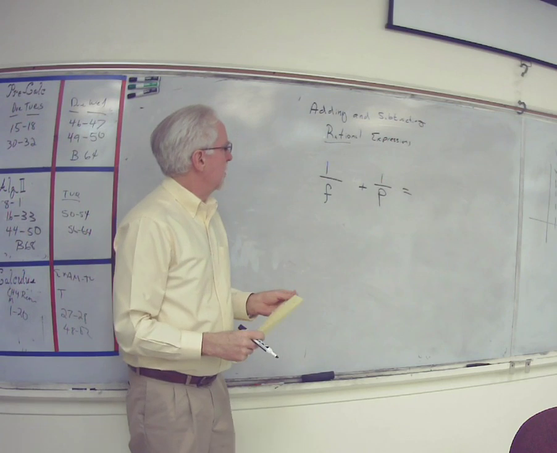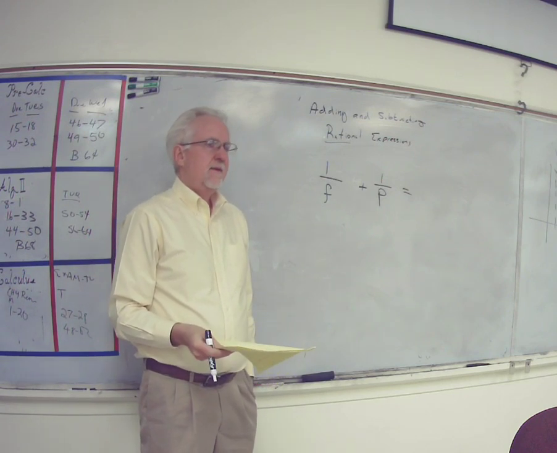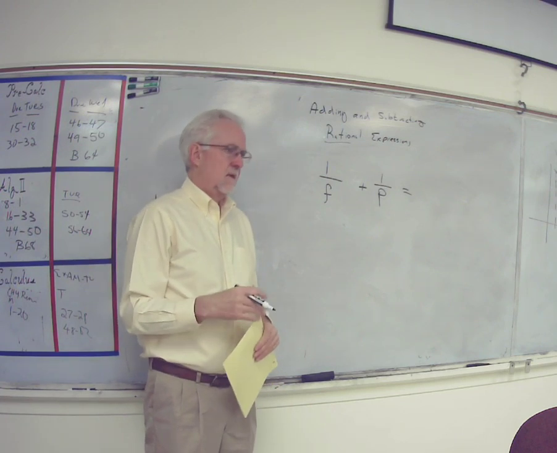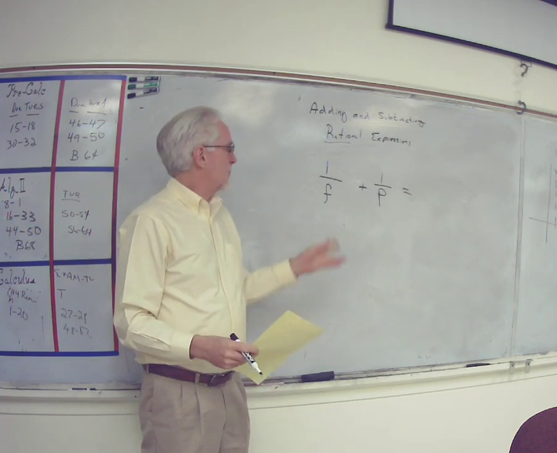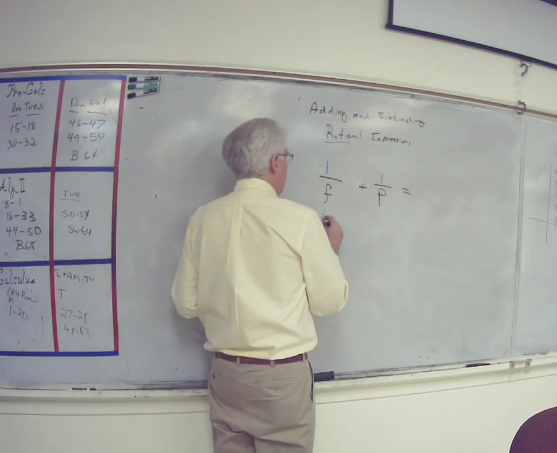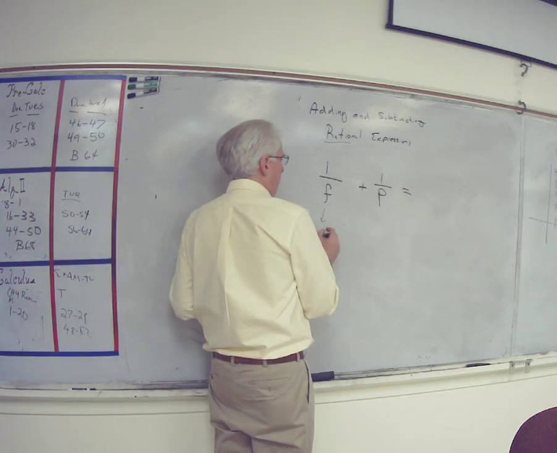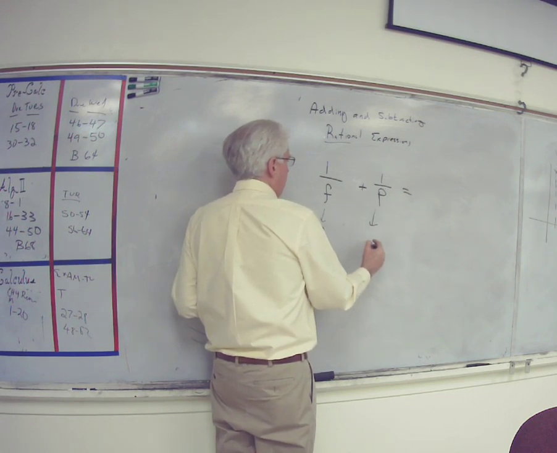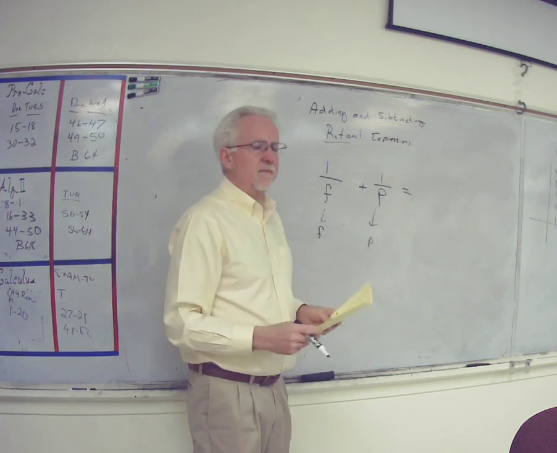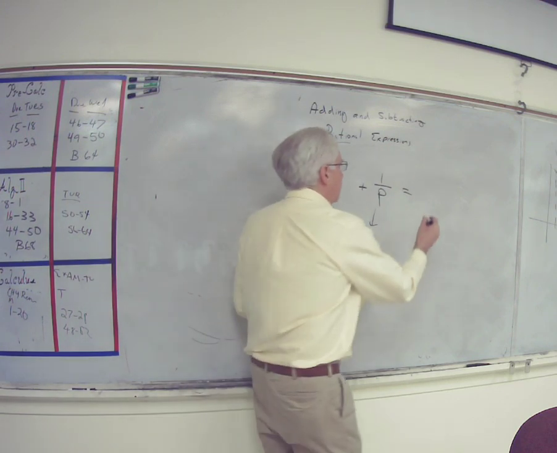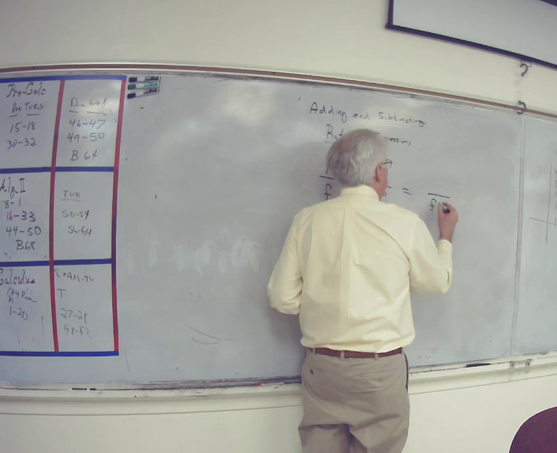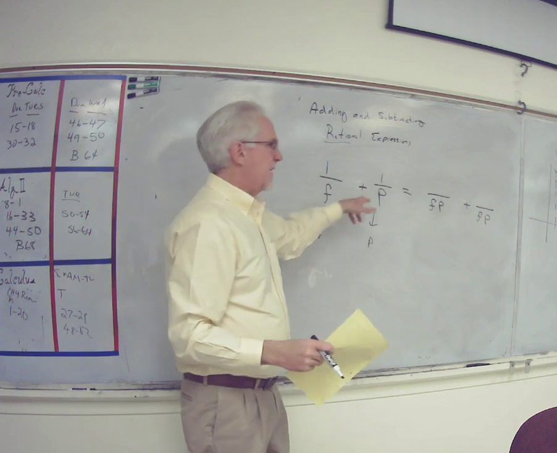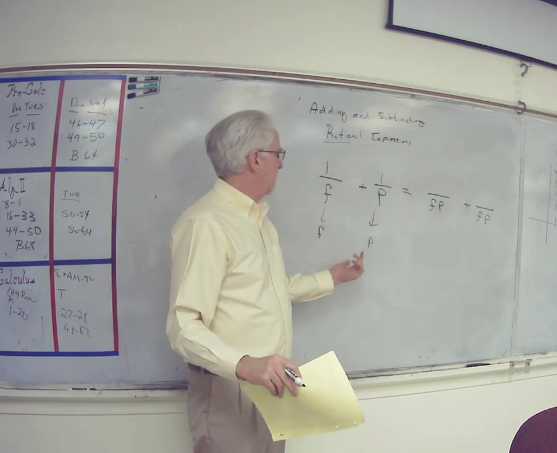Okay, if I'm going to add 1 over F and 1 over P, I need to find the what? The least common denominator. And I really don't know anything about F, so I'm going to have to be able to hold a what? F. And I'm also going to have to hold a what? P. So what is the common denominator going to be? FP. Okay, so I come over here. FP plus FP. Because I don't know anything about F or P, so I can't factor them, right? So it's going to have to be an F and a P.